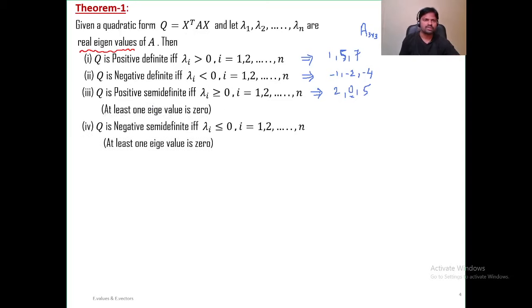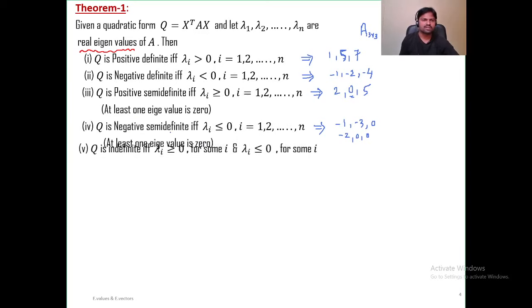Next conclusion. Q is negative semi-definite if all the eigenvalues are less than or equal to 0. Example, -1, -3, 0 or -2, 0, 0 like this. At least one eigenvalue should be 0. If these kind of eigenvalues exist, then the corresponding quadratic form is negative semi-definite.